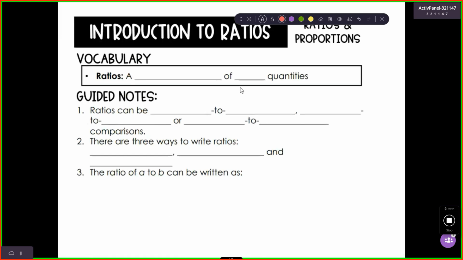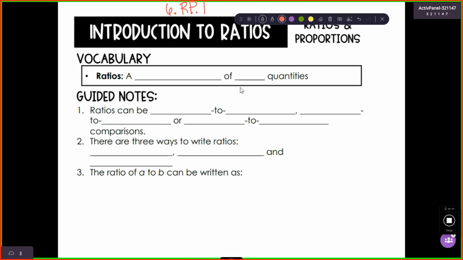So on your paper, this is what it should look like. Introduction to ratios. And we wrote down our standard. We wrote on our paper 6.RP.1. So remember, 6.RP.1 stands for 6th grade ratios and proportions number what? 1. All right, good job. And that is telling your teacher what you have to know for your state test coming up, okay?